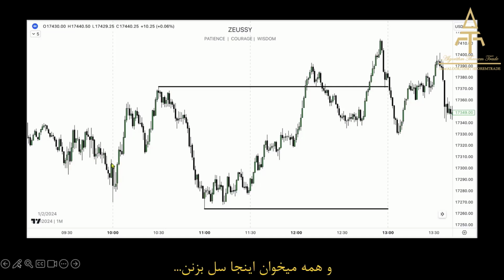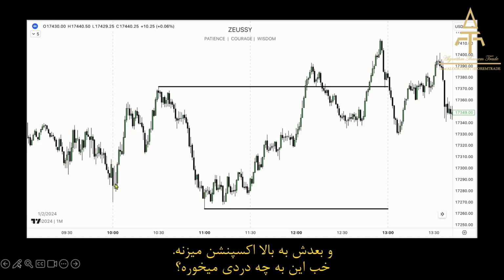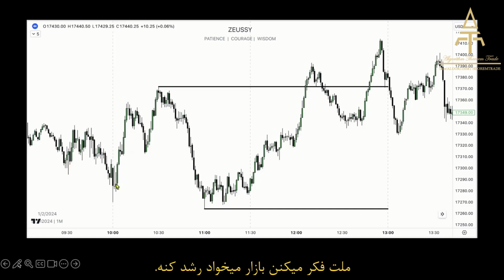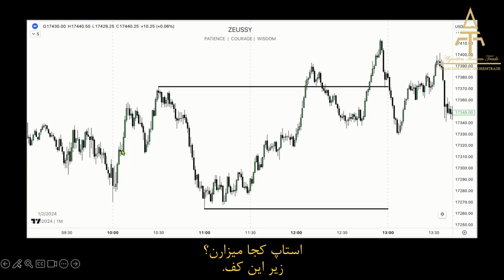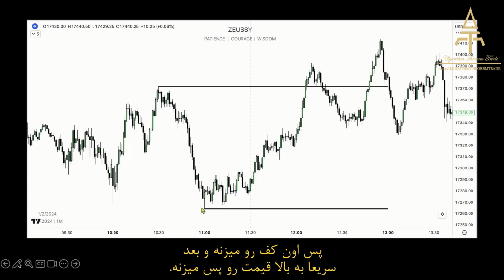What does everyone do? They try to chase it, they go short, market expands higher. What's the function of that expansion leg higher? The market traps people into believing that higher prices are next. Where do they place their stop loss? Below this low. So the market sweeps that low, and we then see that low immediately get rejected.